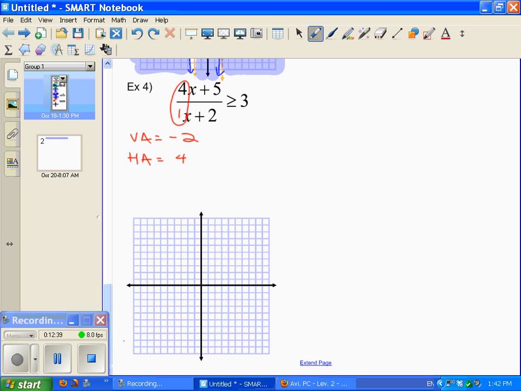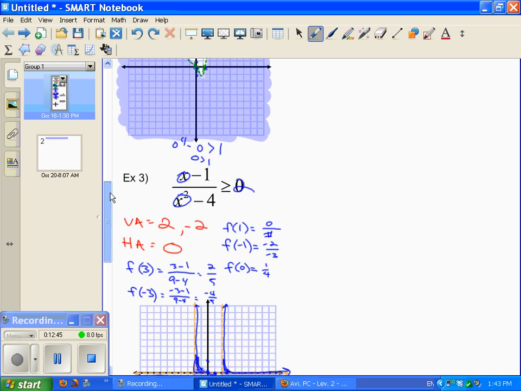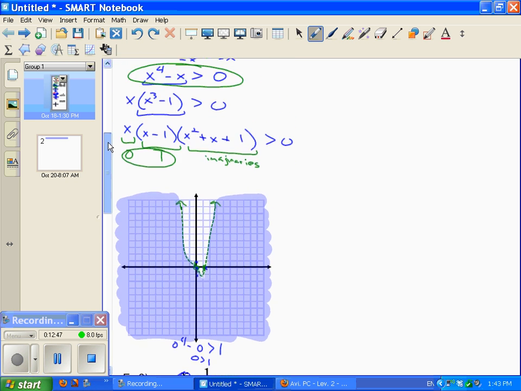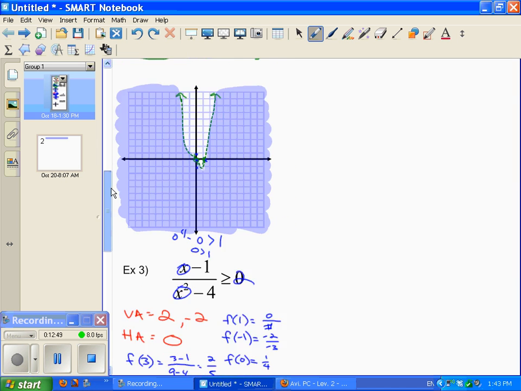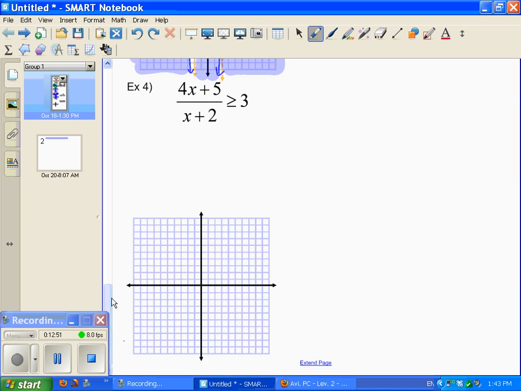Now, careful. Let's take a look at this one again. What's different about this problem as compared to all of the other ones? It's not equal to 0, you have to subtract 3. So we want to make this equal to 0, so I subtract 3 from both sides. I have (4x plus 5) over (x plus 2) minus 3 over 1, greater than or equal to 0. This still doesn't look like the ones we've done before because we just had one fraction. So I need a common denominator.